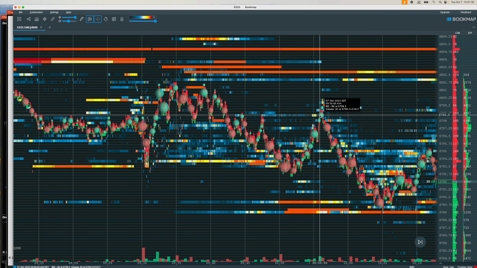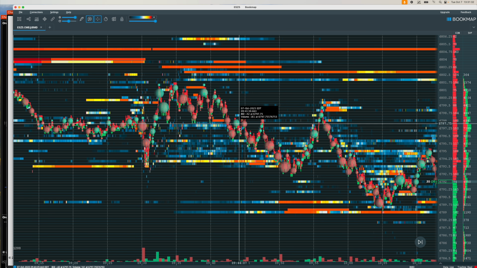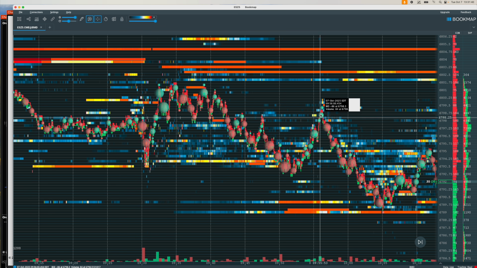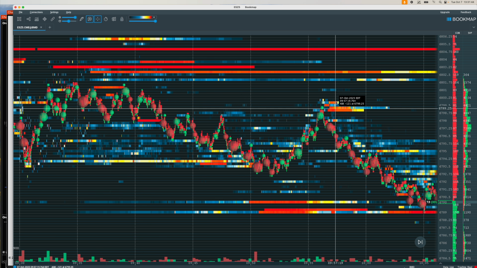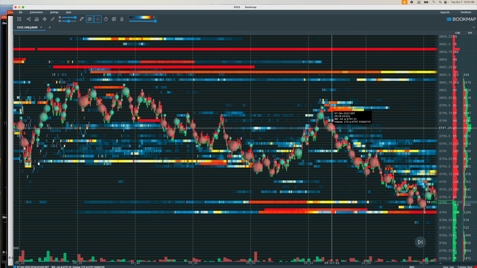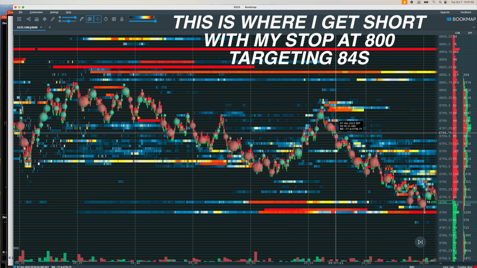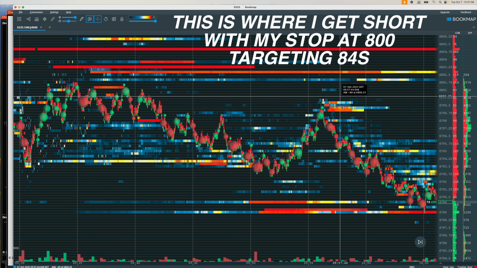We pop back up, and what I notice here is that we had these two little pops that failed. We pop up at about 955 and we reject that exact area again, and offers reappear right here at the 99s. And as soon as this selling starts to come in more aggressively through here, I hit the market short right here at these 96s, and I put my stop right up here at 800, just above these offers.